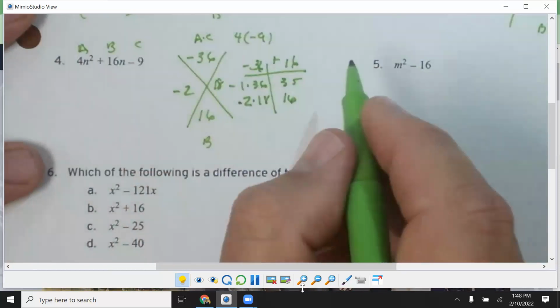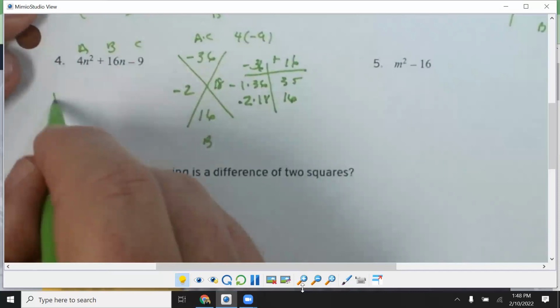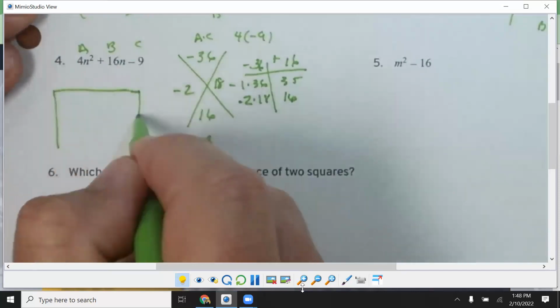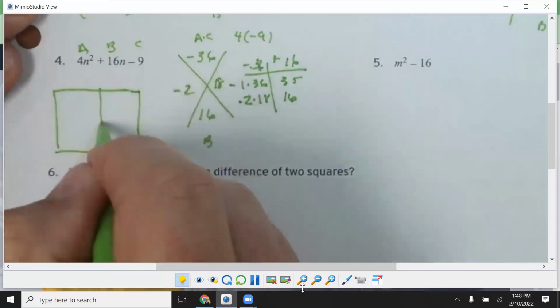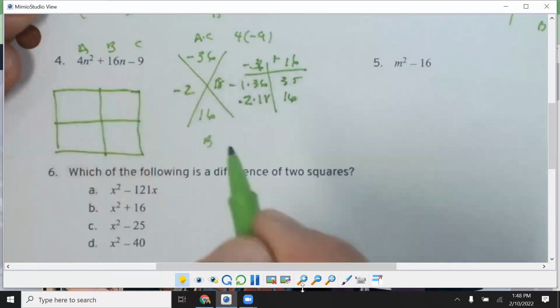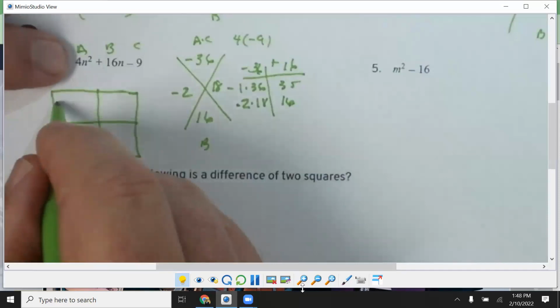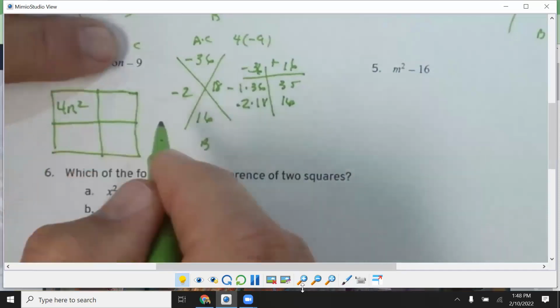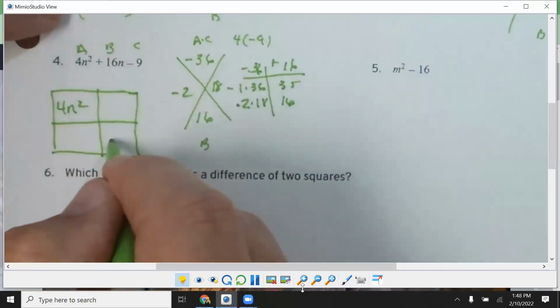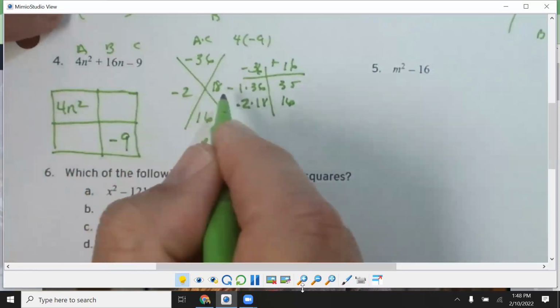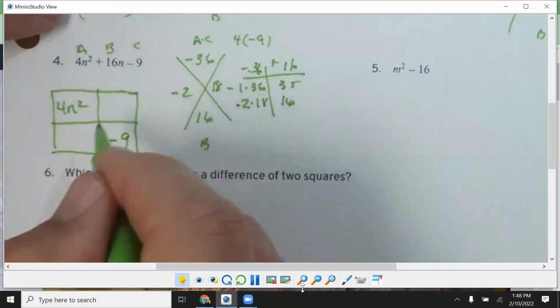All right. So in this, we worked on also something called the box method. So here we go. We're going to use the box method. That's what we did in class. So remember, the first box is my first term here. So this is 4n squared. The bottom box here, the -9, goes in the bottom here. These two guys go in here, and it doesn't matter which one you put it in. You can put it in either one.